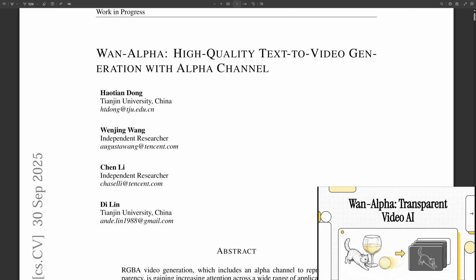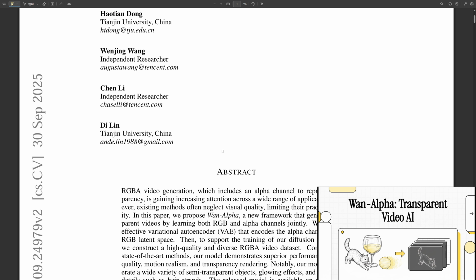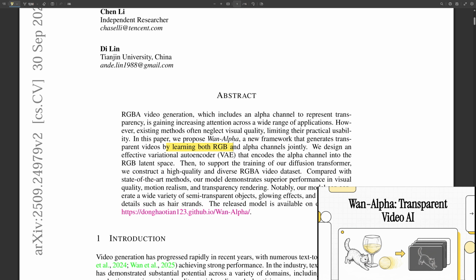Okay, so text-to-video AI, it's moving incredibly fast, right? Yeah. But the really cutting-edge stuff now, it's not just about making it look real. No, it's about adding that fourth dimension, almost. Transparency. Exactly. The alpha channel. We're talking RGBA video generation, that's RGB color, plus that crucial alpha layer for transparency.